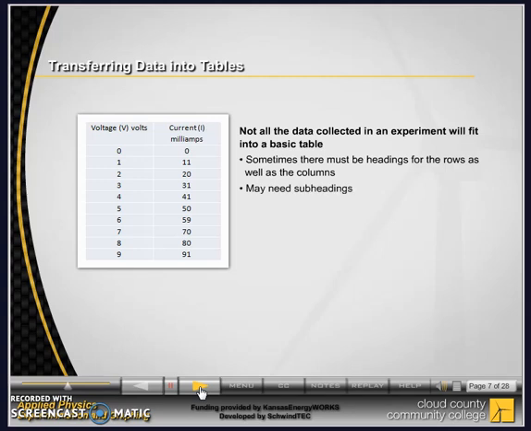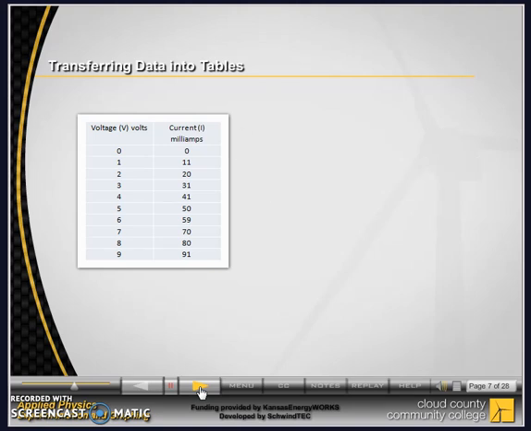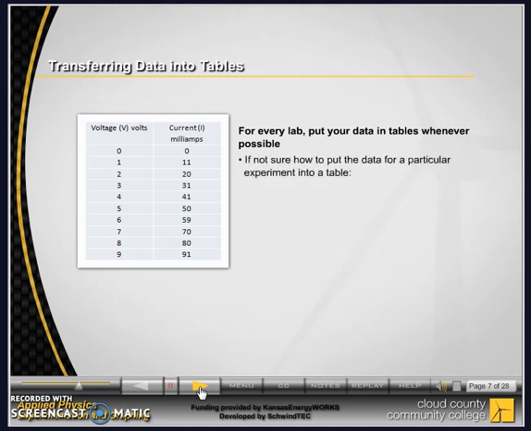Creating an understandable, sensible data table is really as much an art as it is a science. The ability to make good data tables will come with practice. For every lab that you do, put your data in tables whenever possible. If you're not sure how to put the data for a particular experiment into a table, ask your instructor for assistance or suggestions. For examples of other types of tables, look on the internet. Also, there are many examples of tables throughout the text.